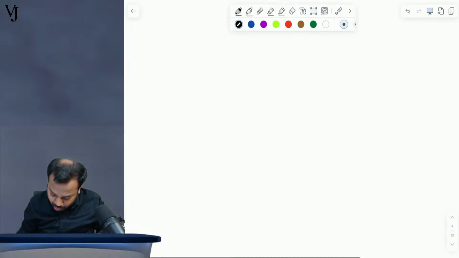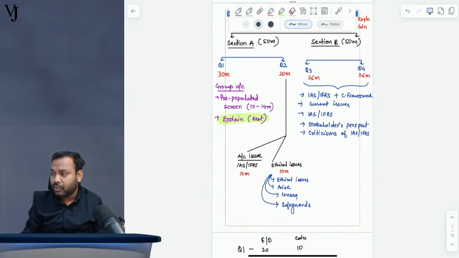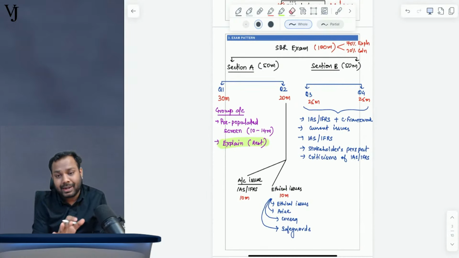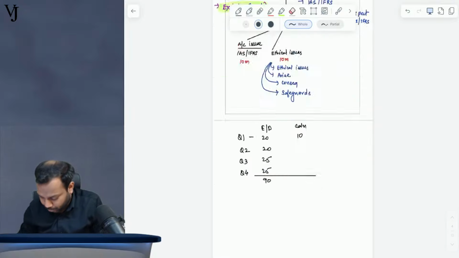Now moving on, tell me guys, is the paper pattern clear to all of you? The exam paper pattern is clear to all of you? Wonderful. Moving on to the next part.